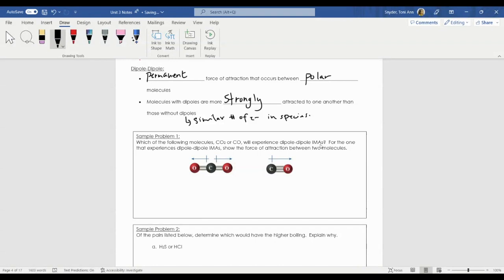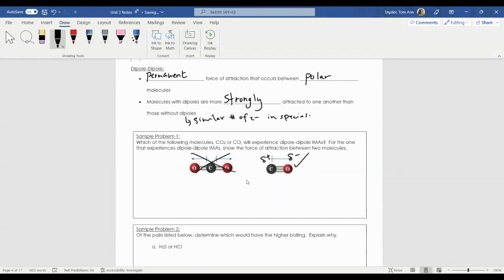Which one of these has a dipole moment? Which one of these is polar? It's going to have to be this one right here. In this case, my charge is not canceled out. Your oxygen has your partial negative charge, whereas carbon has your partial positive charge. So carbon dioxide, we have that net dipole moment of 0.